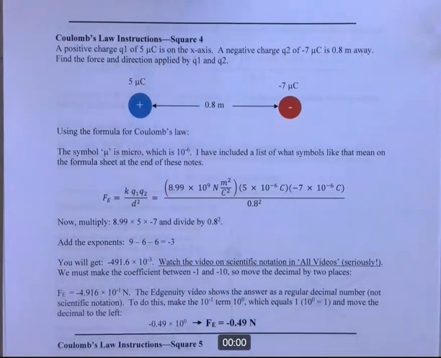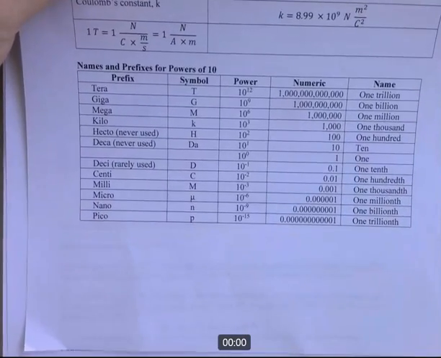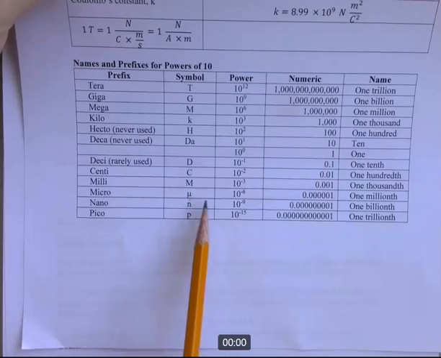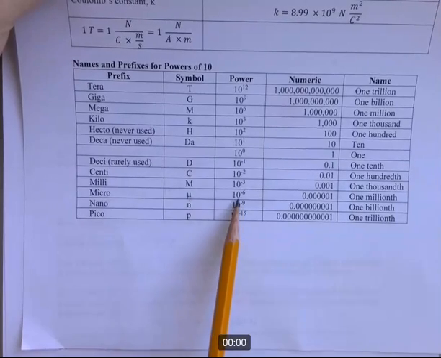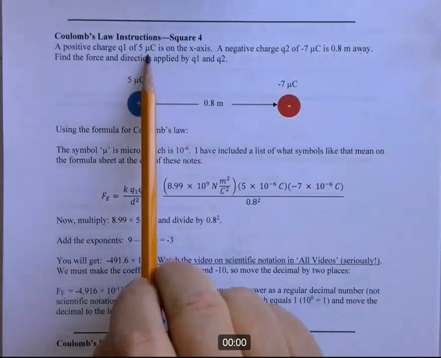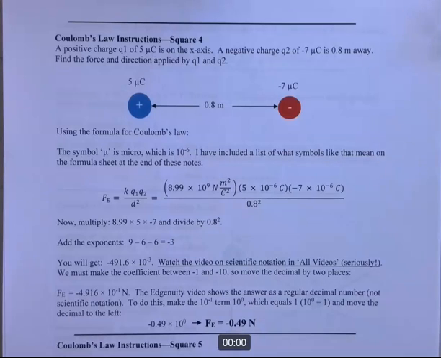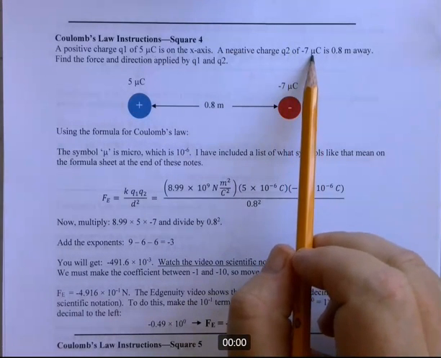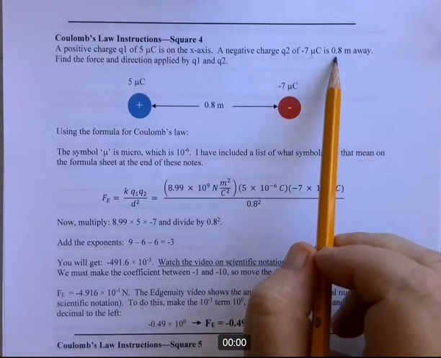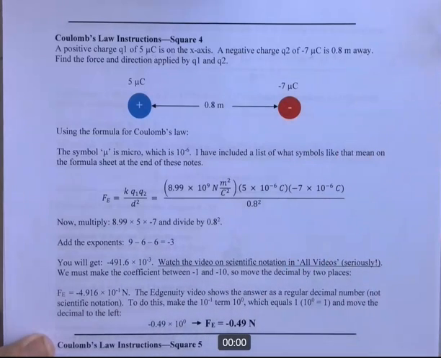Let's slow down here. What's microcoulombs? I showed you the formula sheet at the beginning. If you didn't know that, you come over here. There's the symbol, mu, it's micro. It's 10 to the minus 6. So you turn that into a scientific notation number of 5 times 10 to the minus 6. It says a negative charge, Q2, of 7 microcoulombs, same thing, negative 7 times 10 to the negative 6th, is 0.8 meters away. Find the force and direction.